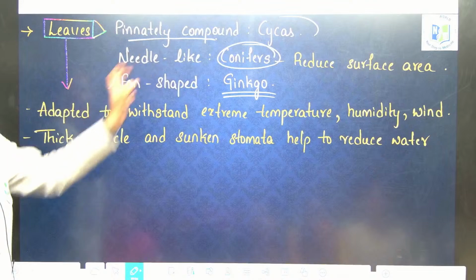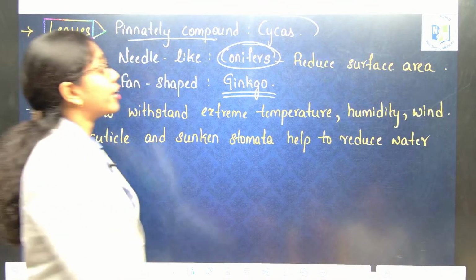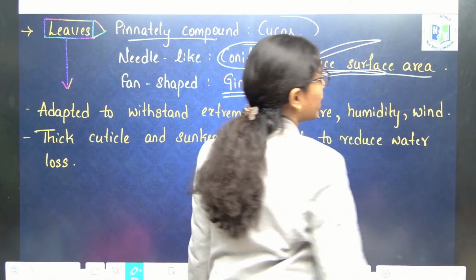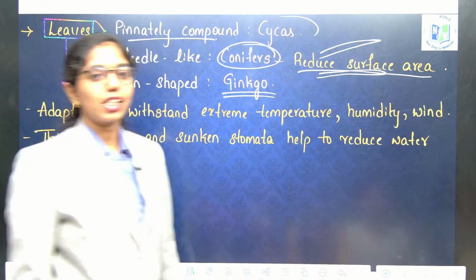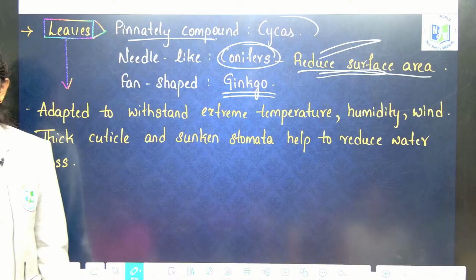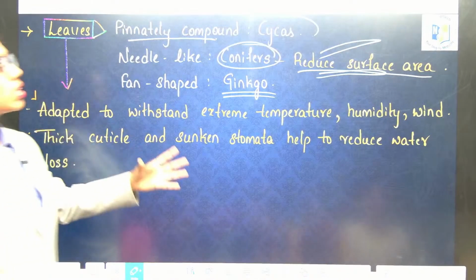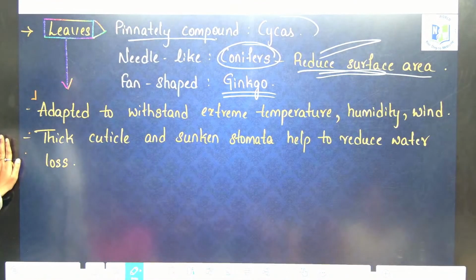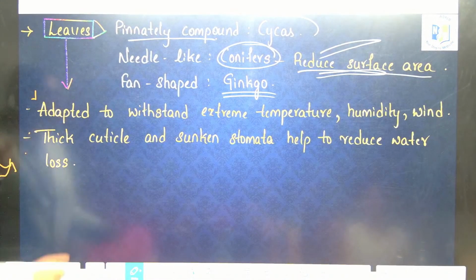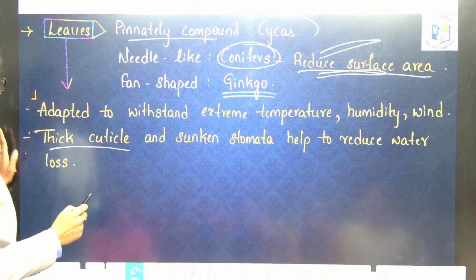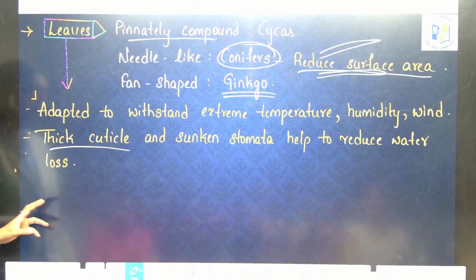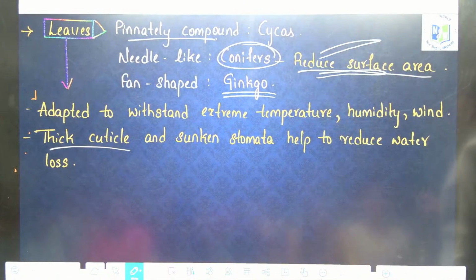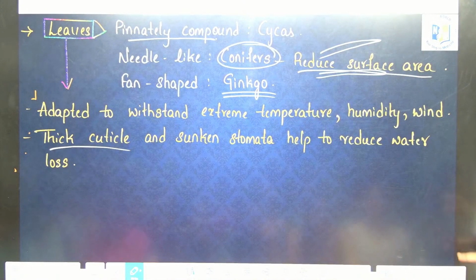Why in conifers can you see needle-shaped leaves? This will reduce the surface area of leaves, thereby minimizing the transpiration process. The leaves are adapted to withstand extreme temperature, humidity, and wind. Thick cuticle and sunken stomata are present, which help to reduce water loss. Okay. Clear? This is about leaves. Next.